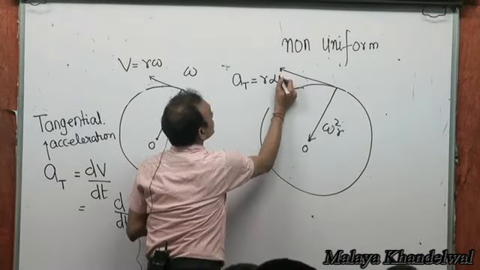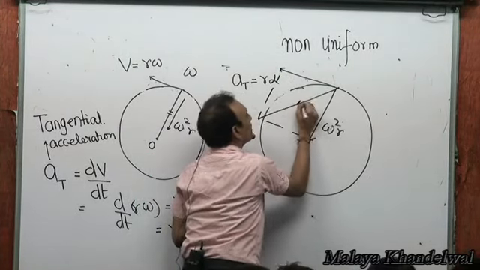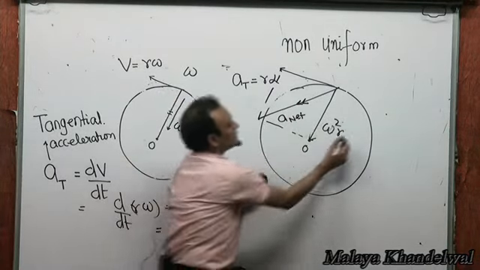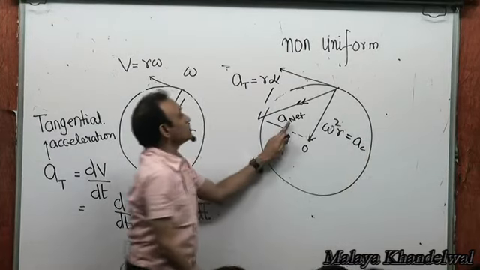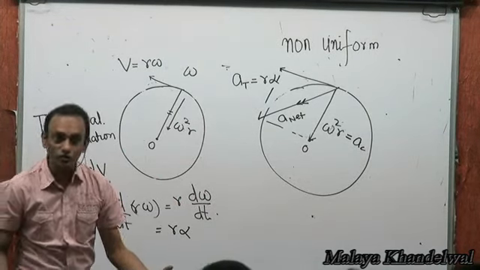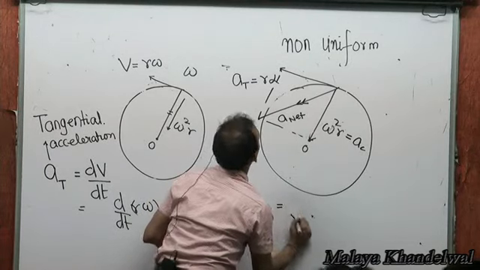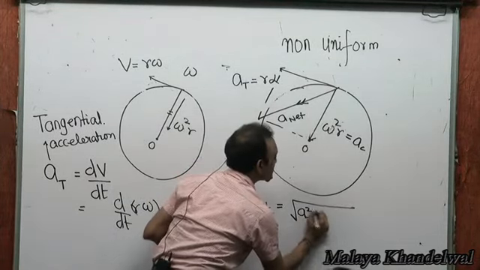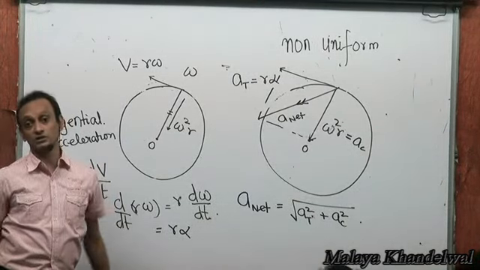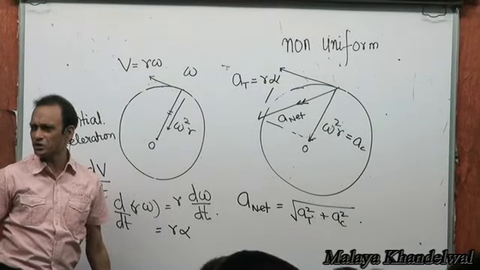Very clearly, the net acceleration of the particle in non-uniform circular motion would be given by this A net, the resultant of AT and AC. This is AC, centripetal acceleration. The resultant of AT and AC will give me the net acceleration of the particle in non-uniform circular motion. So A net is going to be root of AT squared plus AC squared. Yes or no? The idea is clear, perfectly settled in your heads?